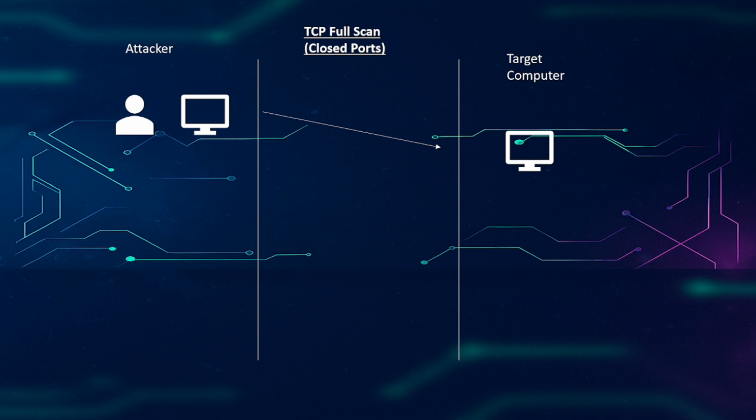So if the ports are closed, the attacker sends a SYN packet, for example, and the target computer has some of the ports closed. So it is going to send a packet that comes with a reset flag along with an acknowledgement. So it is going to acknowledge that yes, I have received your packet, but since the port is closed, I would like to reset the connection. So that is what happens when the TCP full scan encounters a closed port.